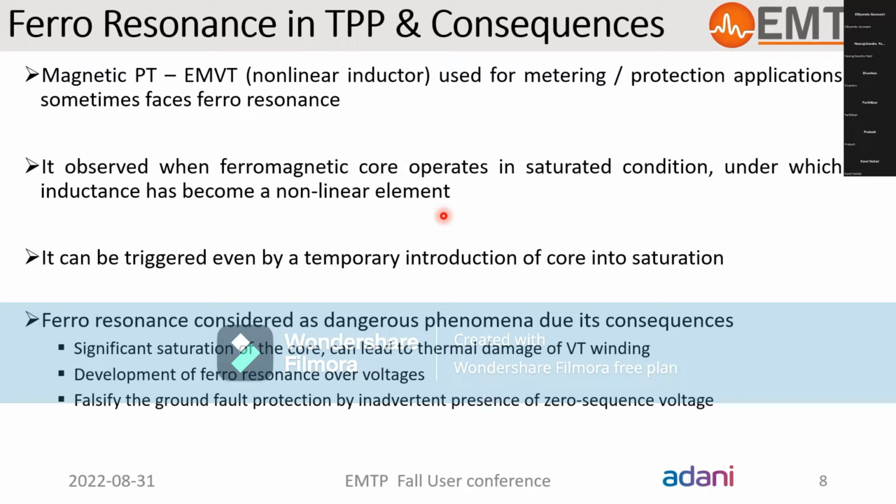So this ferroresonance, as a source of disturbance and failure in the power system, is very dangerous due to its consequences. Mainly, we can say it causes significant saturation of the core, so it can lead to thermal damage of the voltage transformer's primary winding, and ferroresonance itself develops high overvoltage. And during this phenomenon, the neutral point is raised to some voltage level, which makes zero sequence voltage appear in the system, which we observed here, and it can falsify the operation of the ground fault protection itself, which is a fundamental protection for the generator stator.